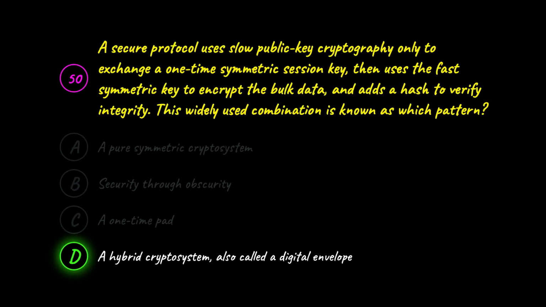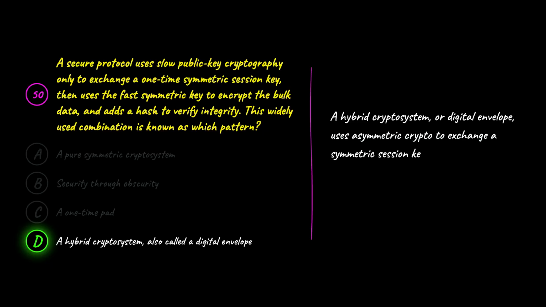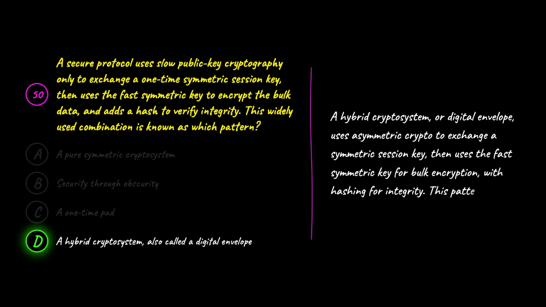The correct answer is D. A hybrid cryptosystem, also called a digital envelope. D is correct because a hybrid cryptosystem, or digital envelope, uses asymmetric crypto to exchange a symmetric session key, then uses the fast symmetric key for bulk encryption, with hashing for integrity. This pattern underlies protocols such as TLS, PGP, and IPsec.